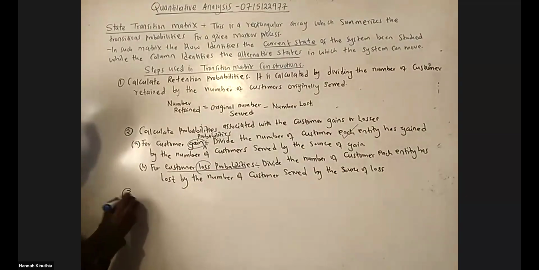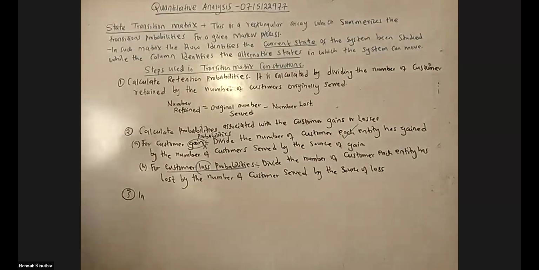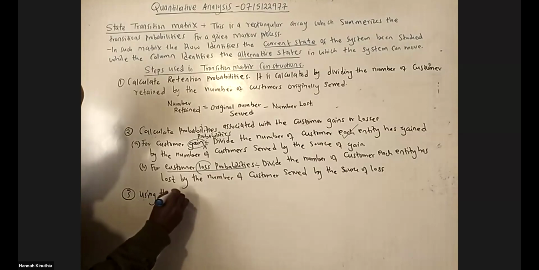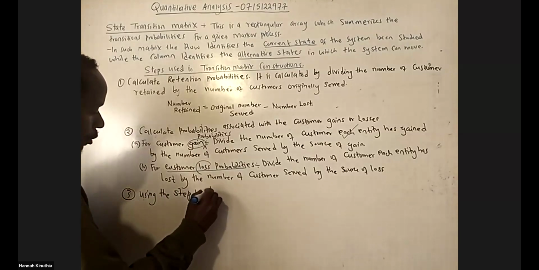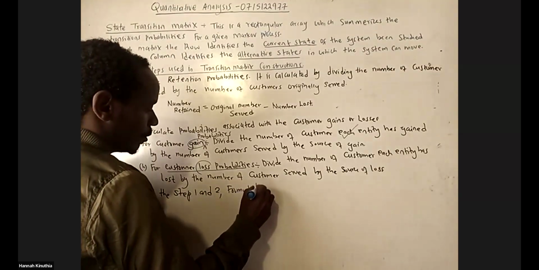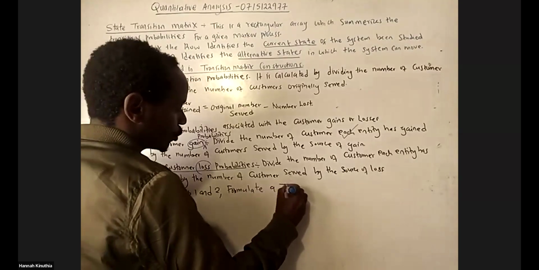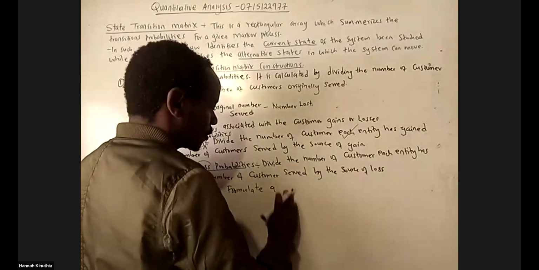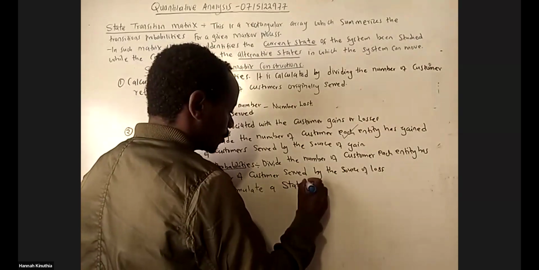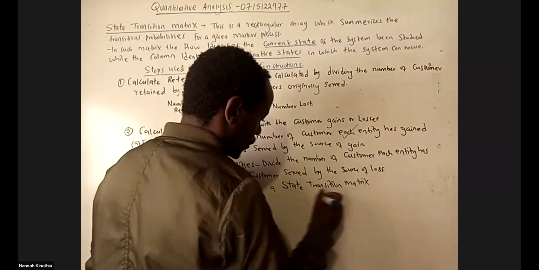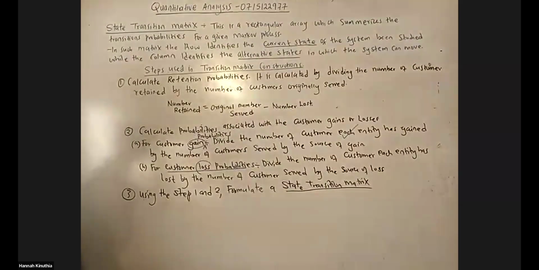But number 3, using steps 1 and 2, formulate a transition matrix. TM means transition matrix, or the state transition matrix.